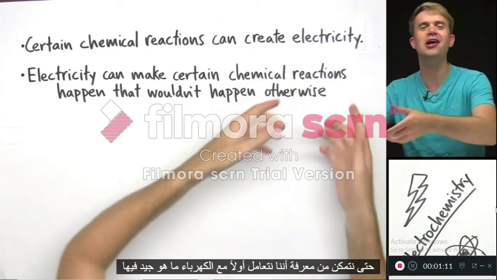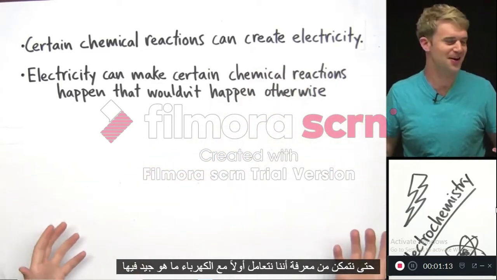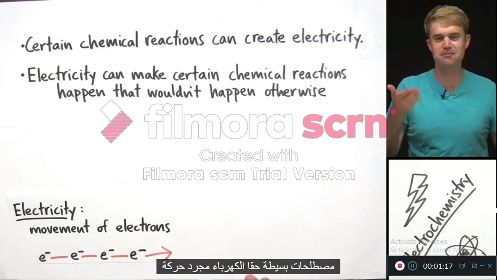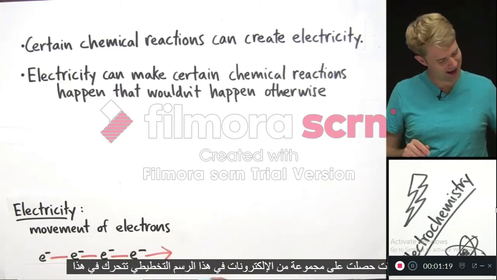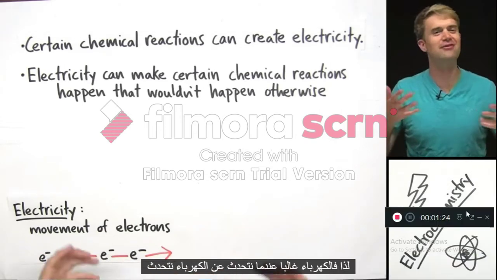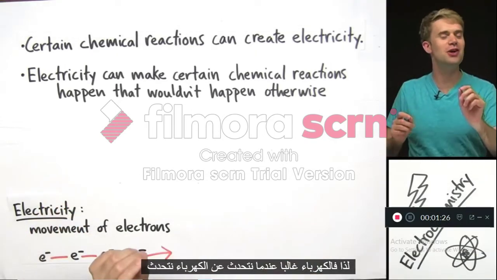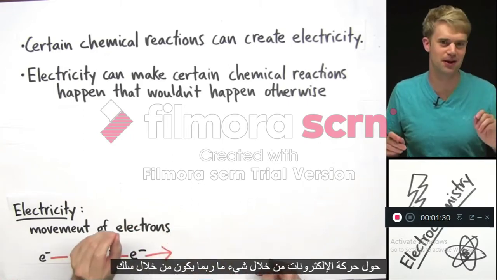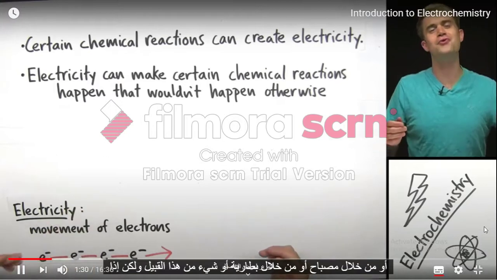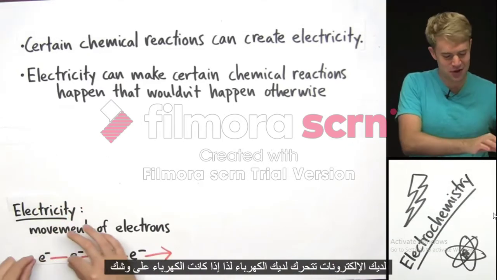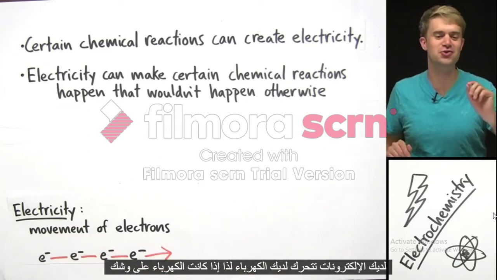First off, electricity. What is it? Well, in really simple terms, electricity is just movement of electrons. I've got a bunch of electrons in this diagram. They're moving in this direction, so I have electricity. Often when we talk about electricity, we're talking about movement of electrons through something. So maybe it's through a wire, or through a light bulb, or through a battery, or something like that. But if you've got electrons moving, you've got electricity.